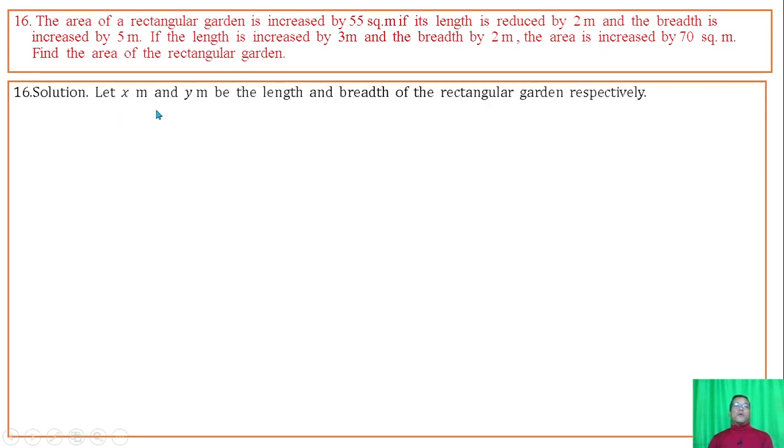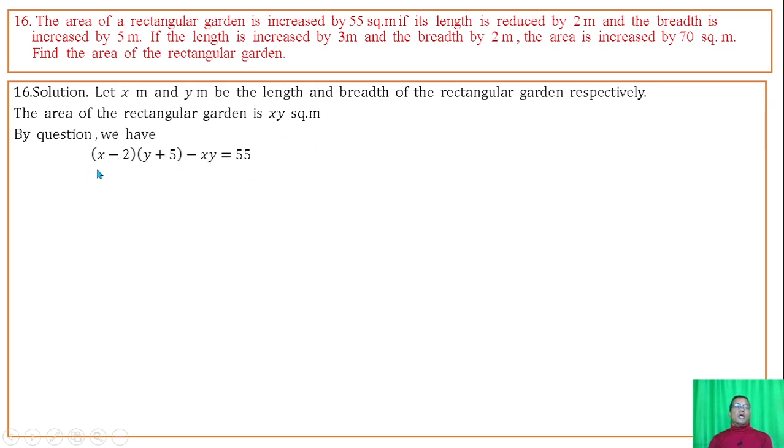Let x meter and y meter be the length and the breadth of the rectangular garden respectively. The area of the rectangular garden is xy square meter. By question we have, the new rectangle area minus the original rectangle area equals 55. Expand it to get a linear equation in x and y, which is equation 1.